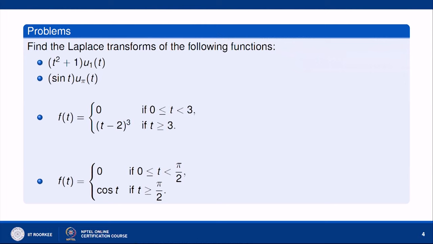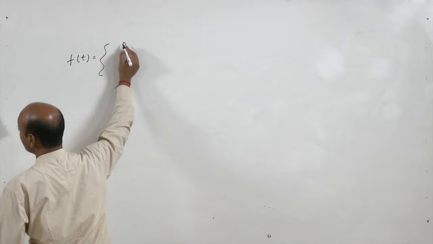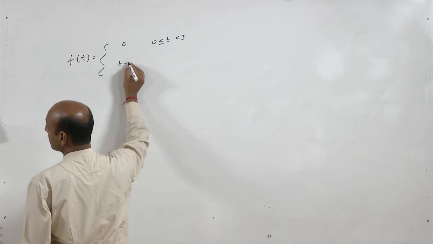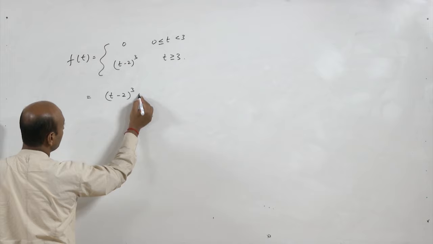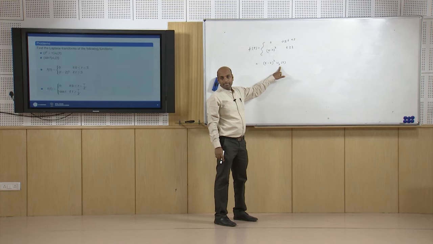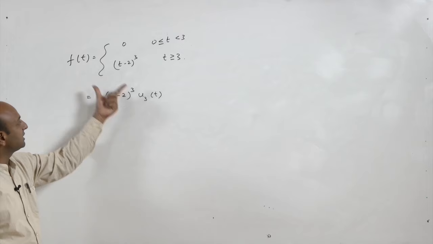Now similarly, the Laplace transform of the third problem can be found. What is the third problem basically? If you see the third problem carefully, it is 0 when t is greater than or equal to 0 and less than 3, and it is (t minus 2) whole cube when t is greater than or equal to 3. So it is nothing but (t minus 2) whole cube into the unit step function at t equal to 3. Because when t is less than 3, it is 0, 0 into this is 0, and when t is greater than 3, it is 1, so 1 into this is this. So basically this function is nothing but this function.